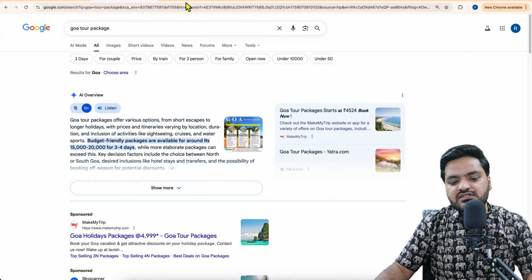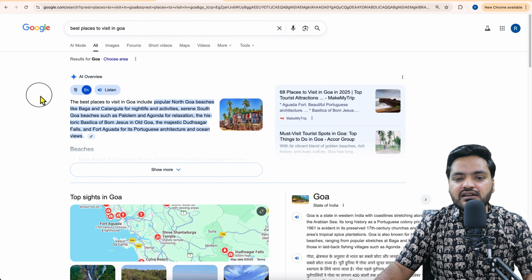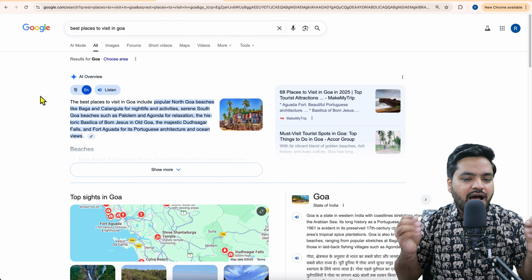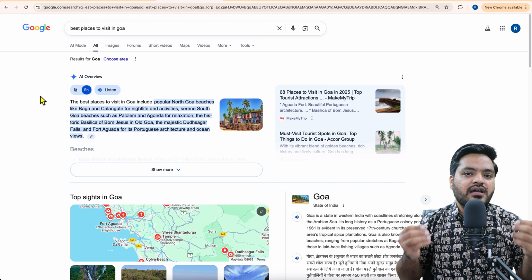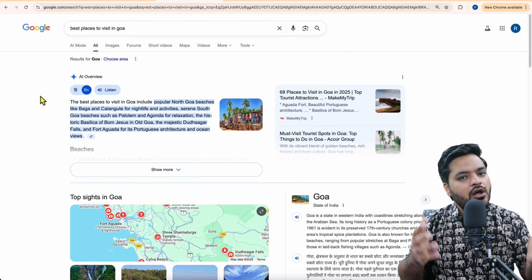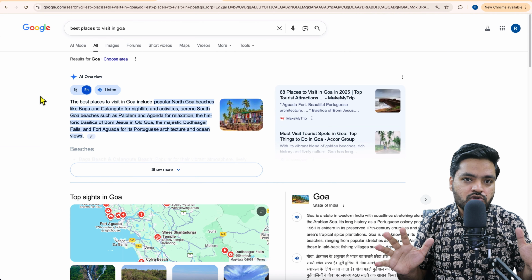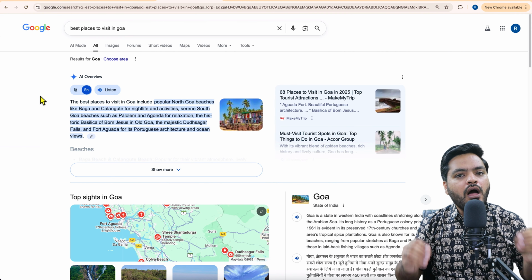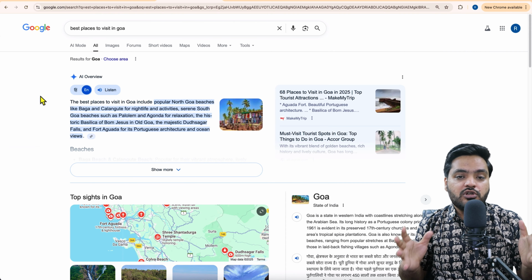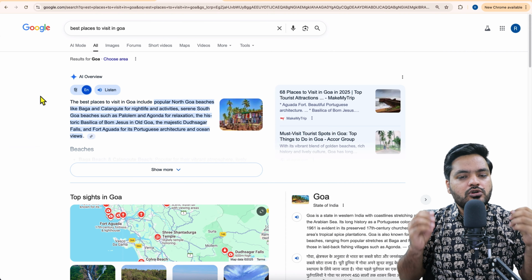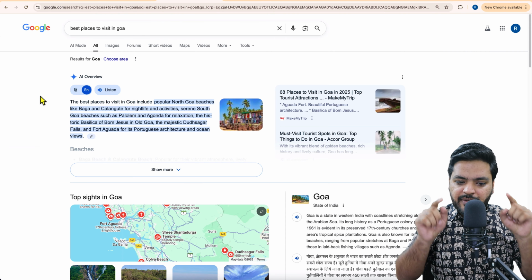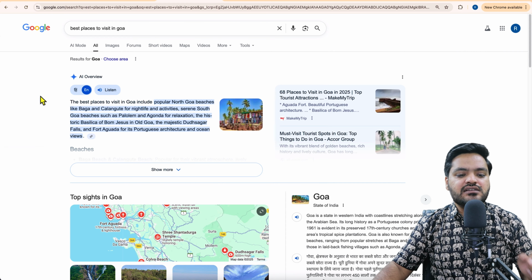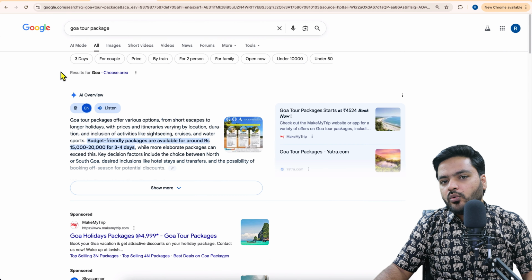Whereas if you talk about the second keyword, they have the intent to visit Goa, but here I cannot say whether they are looking for any tour package or service provider, or they are just scrolling around, or they want to visit Goa on their own. It means the intent to purchase or to avail my products and services behind this keyword is less as compared to the keyword Goa tour package.